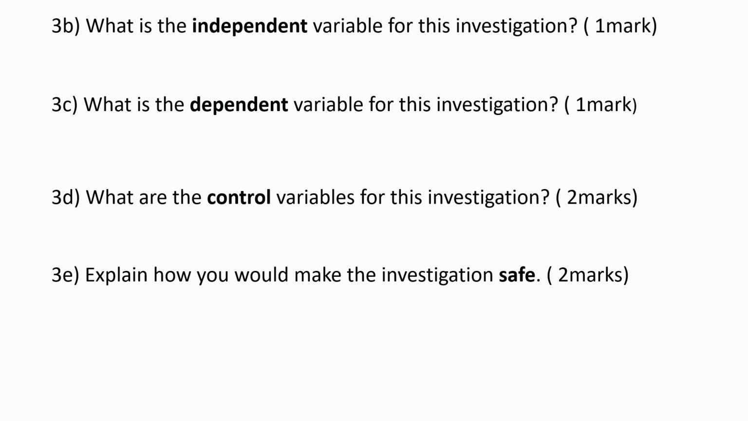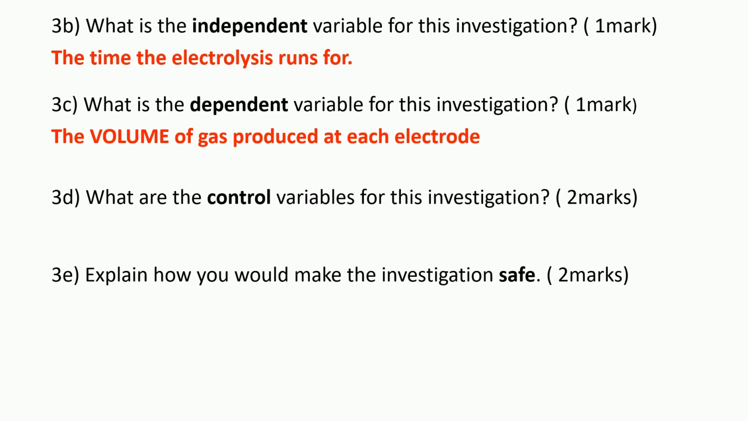So first of all, the independent variable, what we've changed is the time that the electrolysis runs for. The dependent variable, the thing that we've measured, will be the volume of gas produced at each electrode, and we'll try and use the word volume rather than amount. The control variables that we're keeping the same for a fair test will be the voltage on the power pack, so keep that at 6 volts, and also the concentration of the electrolyte, in this case the sodium sulfate solution.